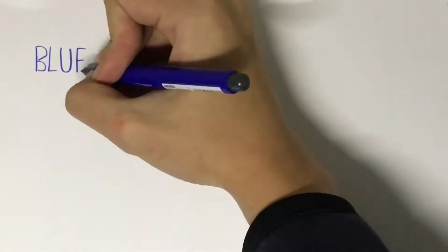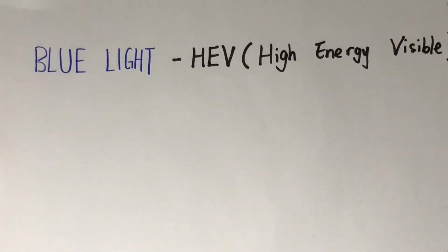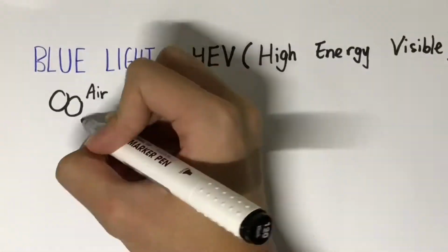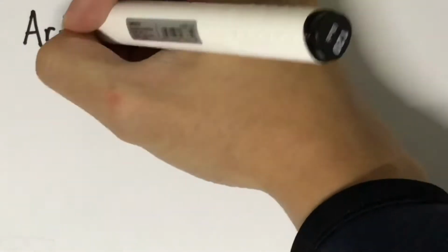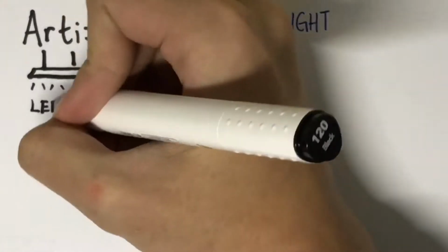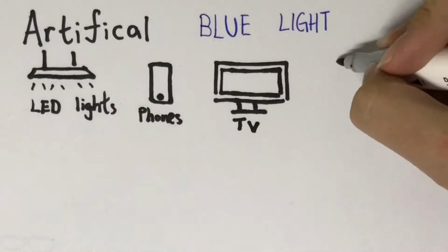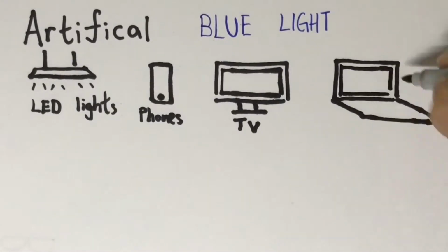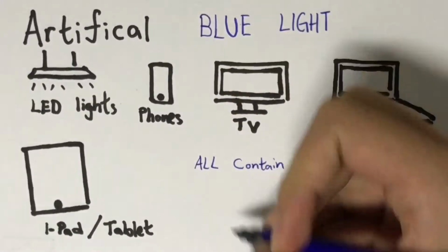Blue light is the visible light with the highest energy that we can see. It is also known as HEV, which stands for High Energy Visible. Blue light collides with air molecules and spreads everywhere, which is why the sky is so blue. Artificial blue light comes from lights and displays, such as LED light, phone displays, television displays, laptop displays, and tablets or iPad displays. They all contain blue light.